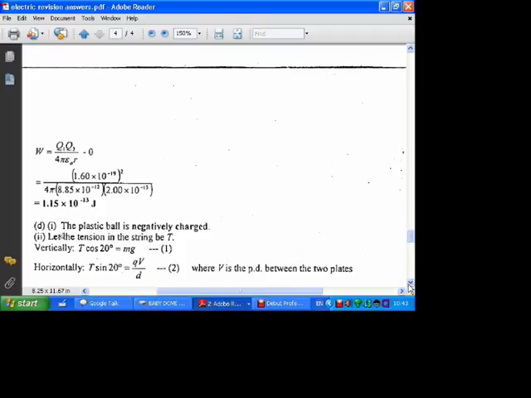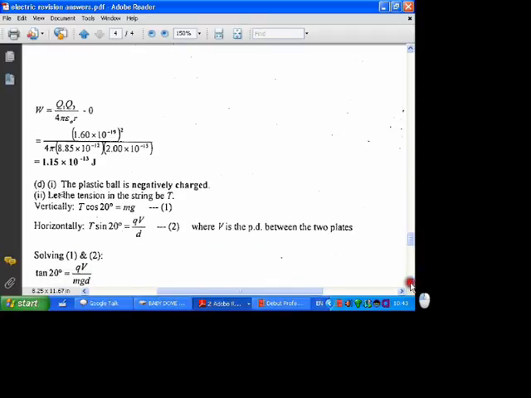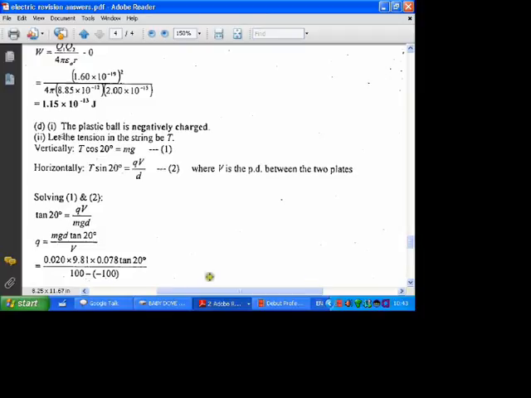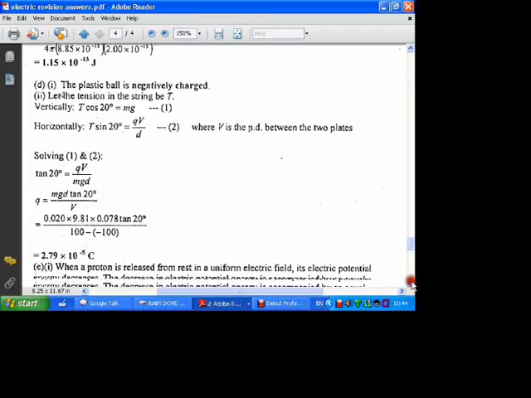So the electric force on the ball is E times Q. Electric field strength is V over D. Right? For V, you must take the potential difference. That means it's 200 volts. 100 minus minus 100, so the PD is 200 volts. This one I think students may also make mistakes. Finally, you get the magnitude of the charge. It's a negative charge, but you just take the magnitude, right? The polarity has already been determined, predetermined.